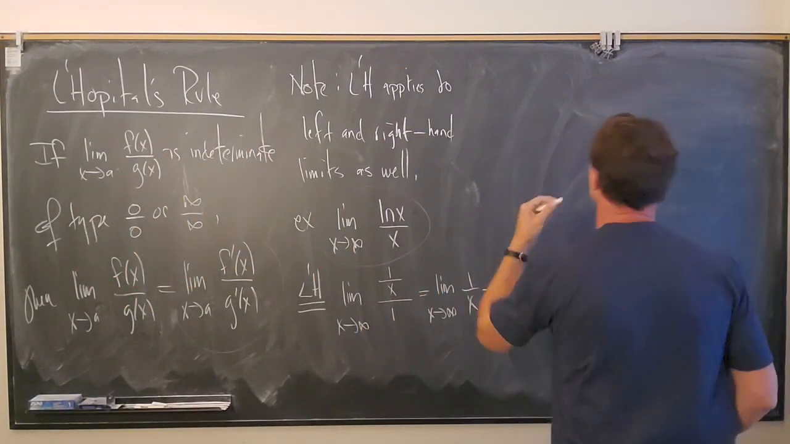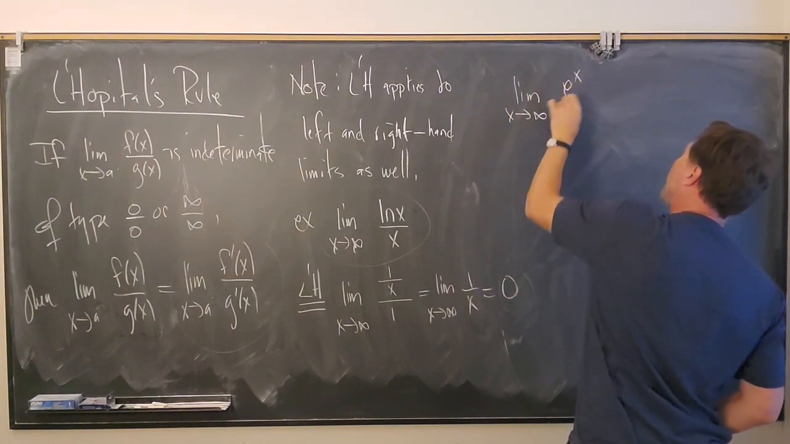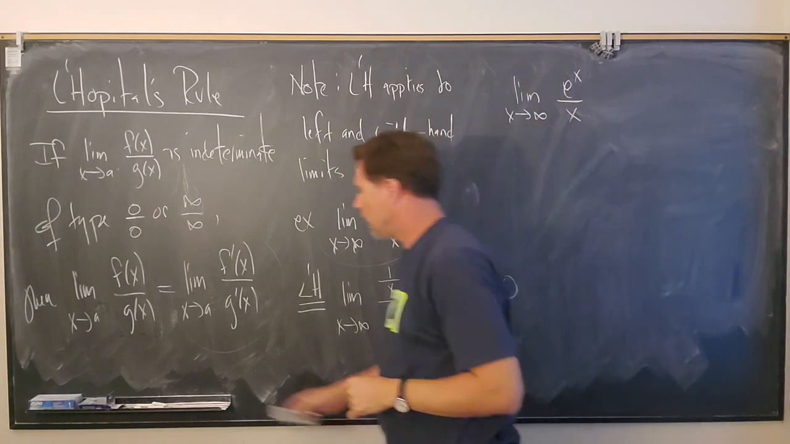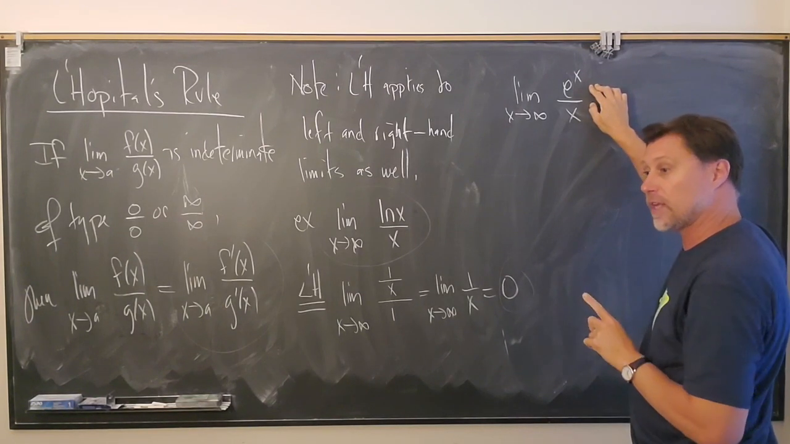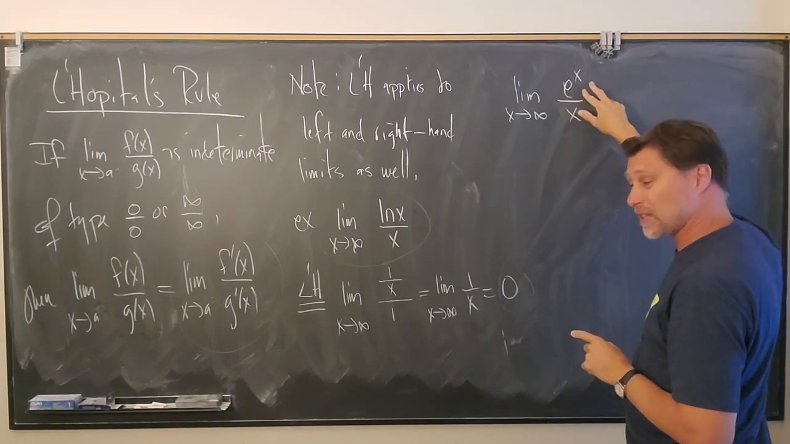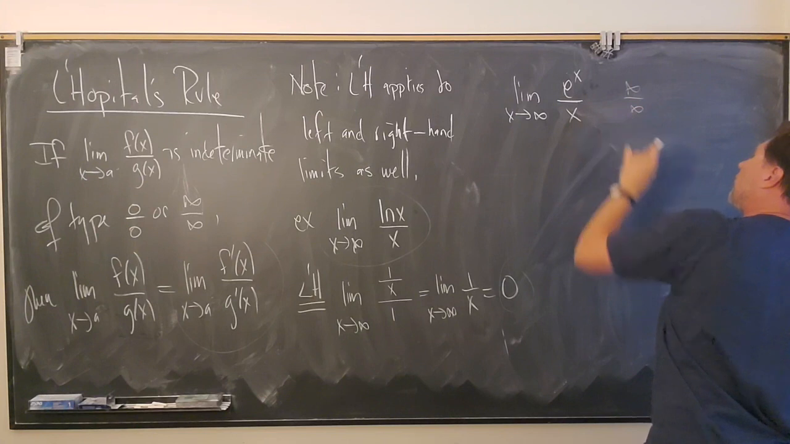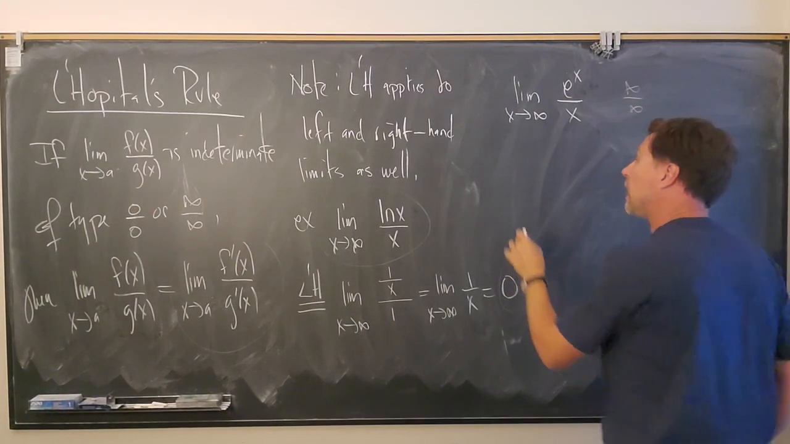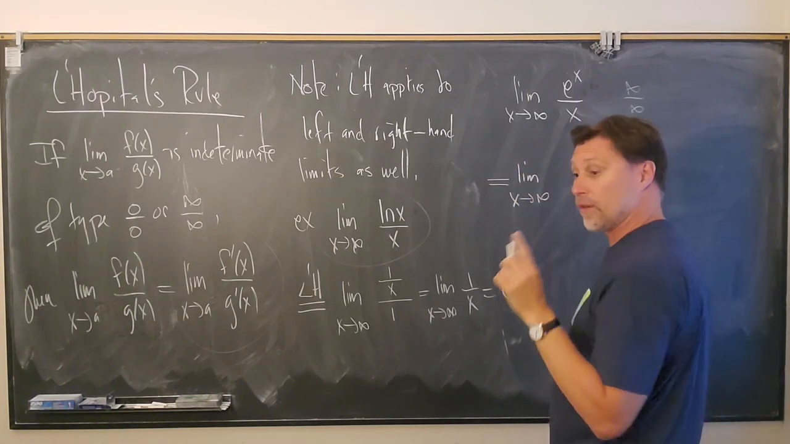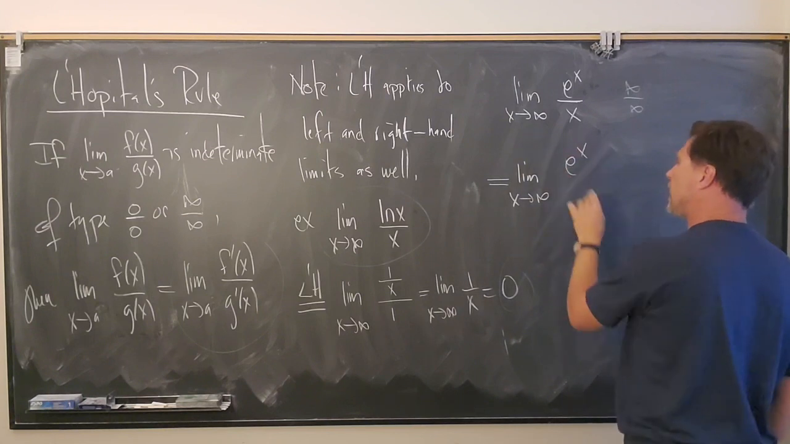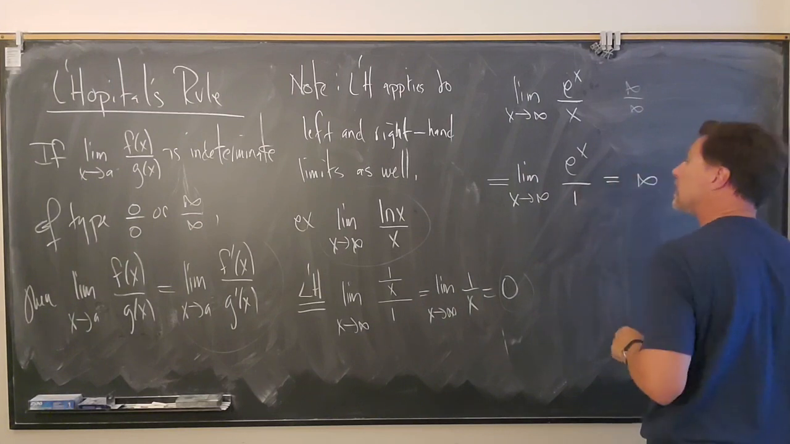Okay, next example. Limit as x goes to infinity of e to the x divided by x. If you compute the limit of the numerator individually, think about the graph of the exponential function: as x goes to infinity, e to the x goes to infinity, same with the denominator. So this is indeterminate of type infinity over infinity, which means I can apply L'Hopital's rule. This gives me the limit as x goes to infinity; take the derivative of the numerator, you get e to the x, take the derivative of the denominator, you get a 1. And now we can say that this limit is equal to infinity.